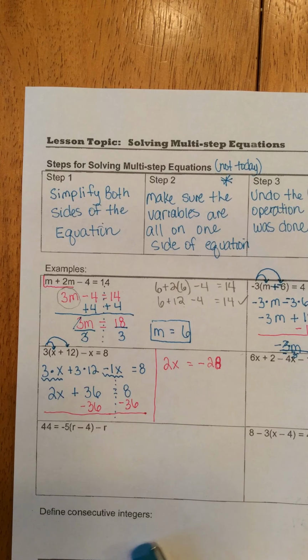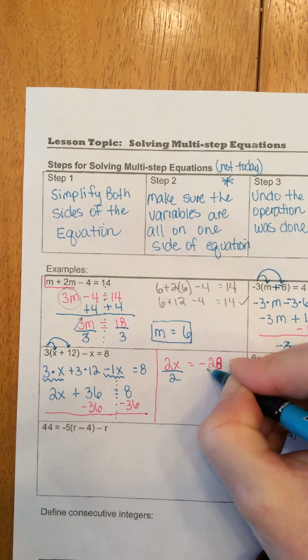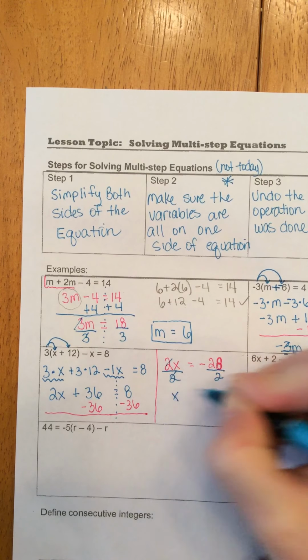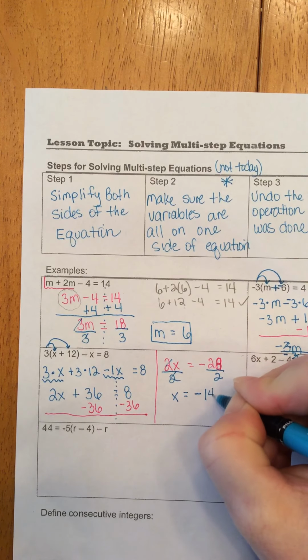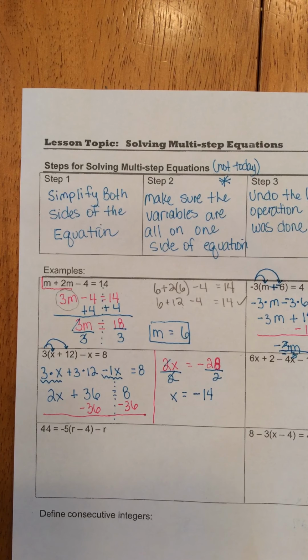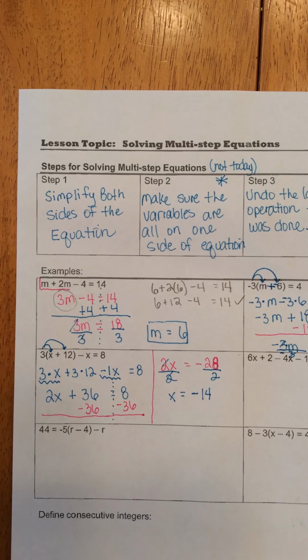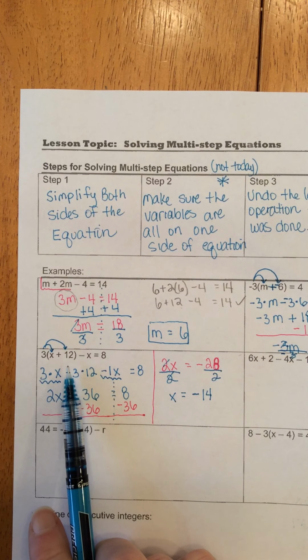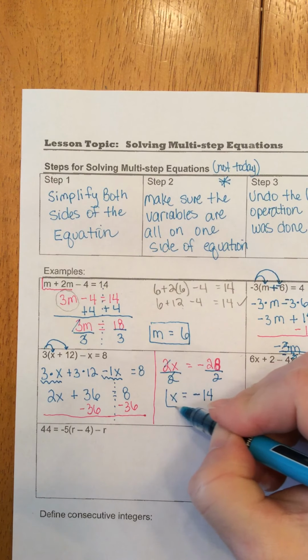So finally, I'm going to solve the one-step equation. I divide both sides by 2. And I'm left with x equals a negative 14. And so then, once again, if you would go back and check that in here, you would get that that equation does indeed work.